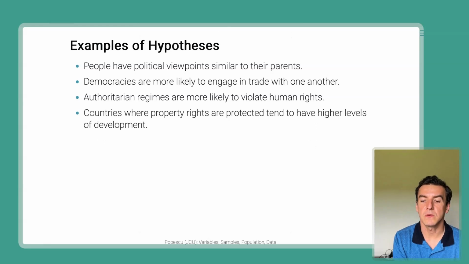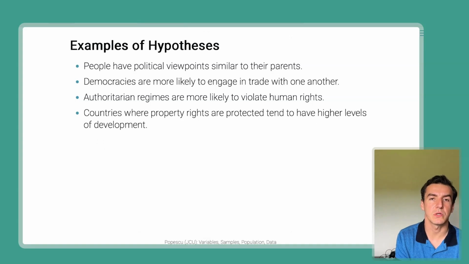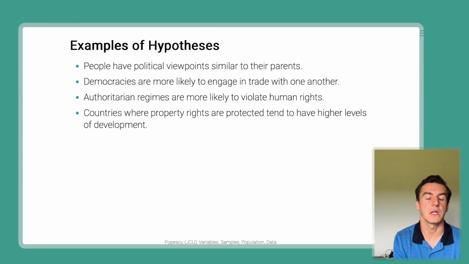People have political views similar to their parents. Democracies are more likely to engage in trade with one another. Authoritarian regimes are more likely to violate human rights. Countries where property rights are protected tend to have higher levels of development. All of these are good hypotheses because they specify what the unit of analysis is, they have an independent and a dependent variable, and they have a direction of association.